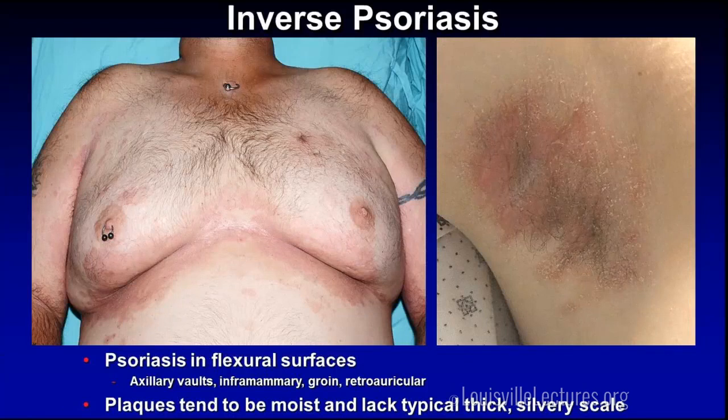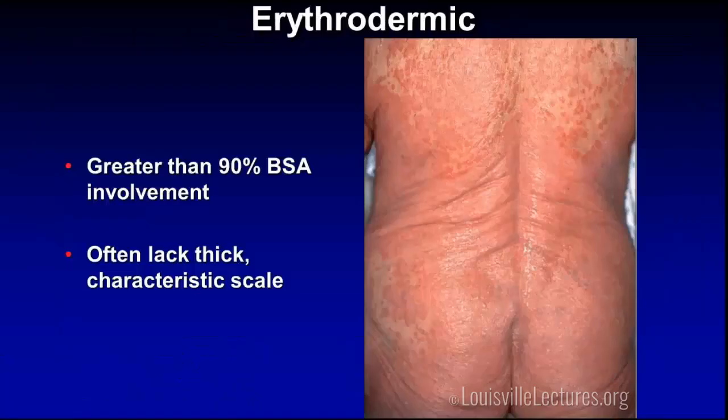Inverse psoriasis, in some ways, is the opposite of plaque psoriasis. Plaque psoriasis has a predilection for extensor surfaces like the elbows and the knees. Inverse psoriasis affects flexural surfaces, the axillary vaults, the inframammary areas, the groin. And it tends to lack that thick overlying scale because the areas affected are moist and don't allow it to build up. And erythrodermic psoriasis implies that at least 90% of a patient's body surface area is involved with psoriasis. And again, this subtype tends to lack that thick overlying scale.